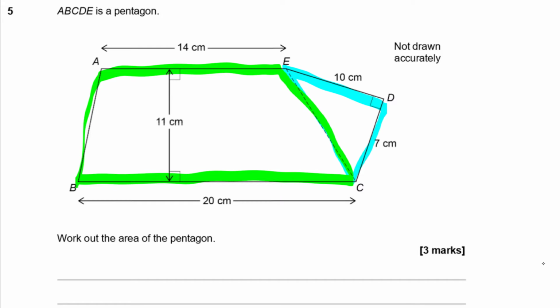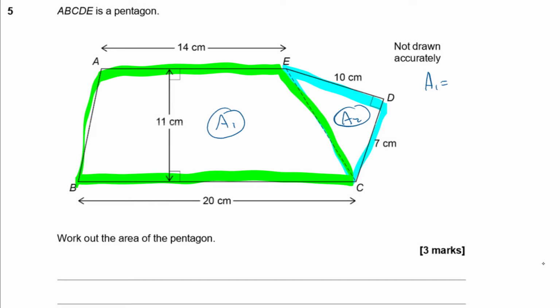It's a right angle triangle, so I should be able to work out the area of that too. Okay, so I'm going to call this one area 1, and I'm going to call this one area 2. I'm going to work them out separately and then combine them together to find the total area.